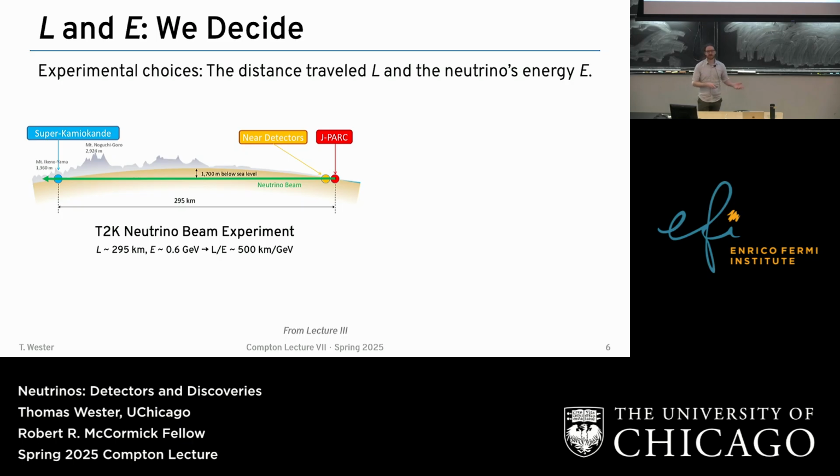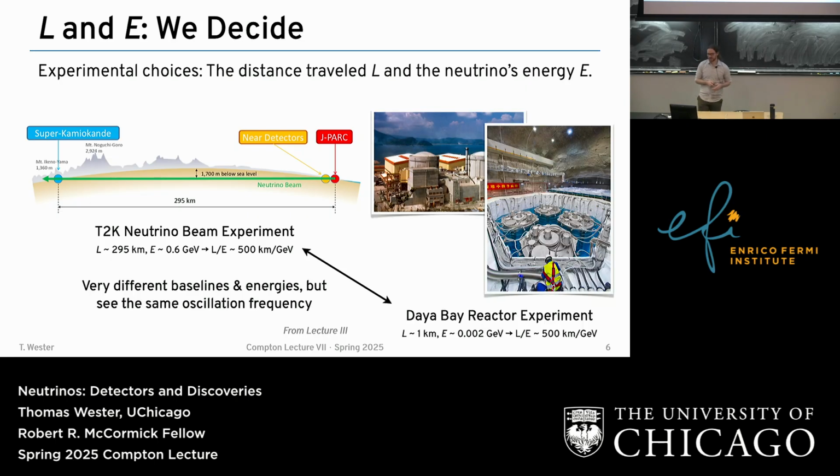Okay, so that's T2K, but on the other hand, you can have other types of experiments with other types of sources that give you different values of L over E or the same type of L over E. And that lets you really hone in on these oscillation parameters that we're trying to measure. So another example of this is the Daya Bay experiment operated in China. There's a reactor in China, a nuclear reactor, and then about 1 kilometer away, there's an array of neutrino detectors that see the neutrinos coming from this nuclear reactor.